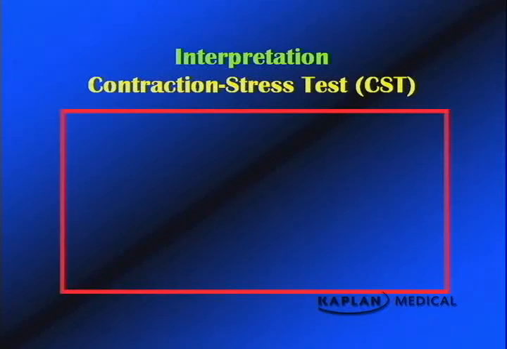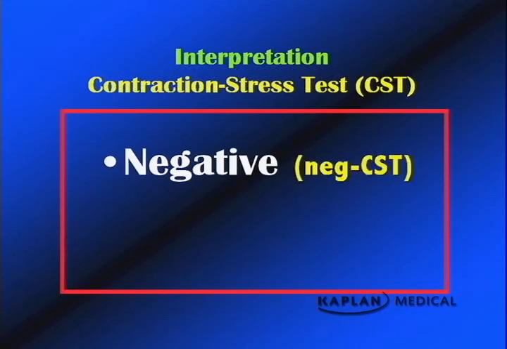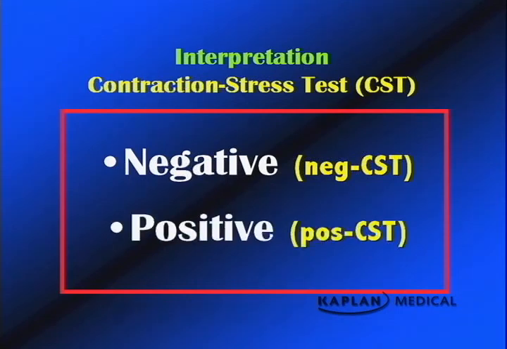The interpretation of the contraction stress test. If there are no late decelerations, we call that a negative, and that's what you'd like to have. If there are repetitive late decelerations with the contractions, we call that a positive CST. Now, usually you want to be a positive person. In this case, you want to be a negative.